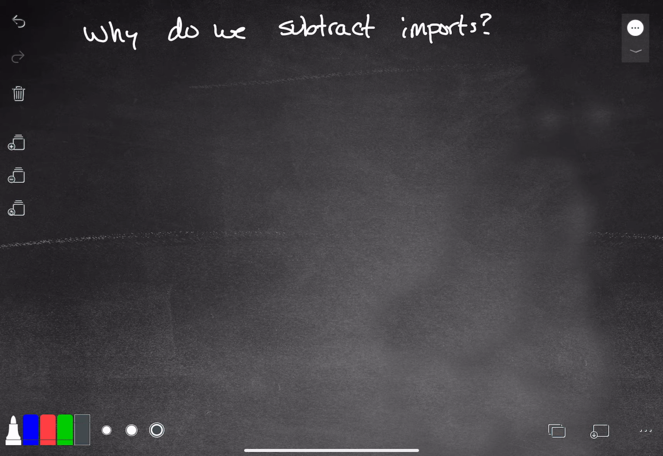So one question I often get asked is why do we subtract imports? Why not just ignore them entirely, right? Adding exports makes sense, right? Exports are things that we produce here and send over there. And so because they're produced here, we want to count them toward our gross domestic product.